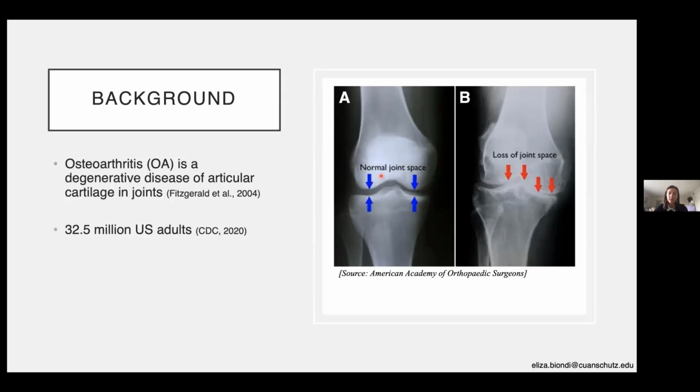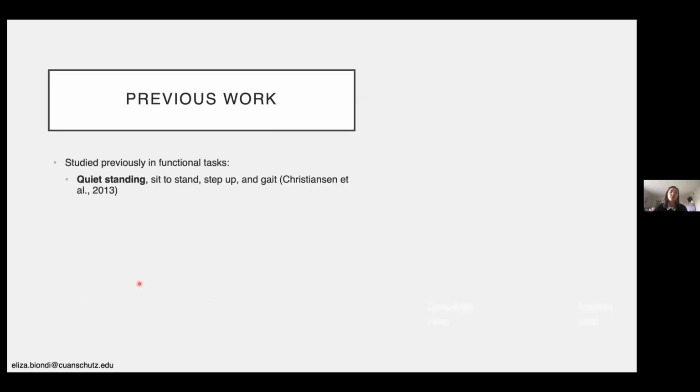It affects over 32 million US adults, and it affects more females than males. And it can lead to something called weight-bearing asymmetry, where patients will favor the limb most severely affected by osteoarthritis. And when I say favor, I mean that they are placing less weight on the more severely affected limb, and they place a greater load on their uninvolved limb. So previously, weight-bearing asymmetry has been studied in functional tasks such as quiet standing, sit to stand, step up, and gait. For my project, I focused on quiet standing.